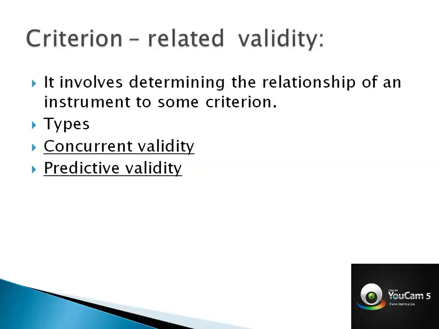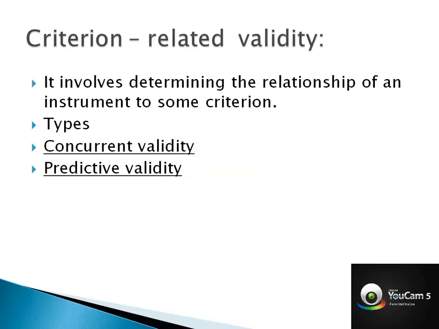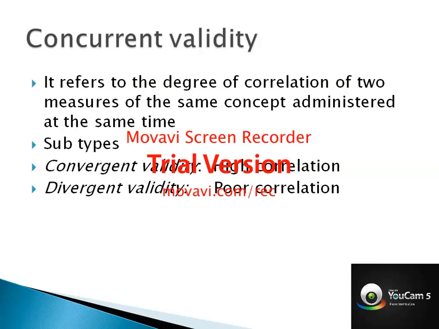Clear? Criterion related. Whenever you use a tool, you compare it with a criteria. When you compare it at the same time, we say it is concurrent. When you compare it in the future, we say it is predictive. While comparing at the same time, if it gives a high relation, you say it is convergent validity. If it gives a poor relation, you say it is divergent validity. Clear?